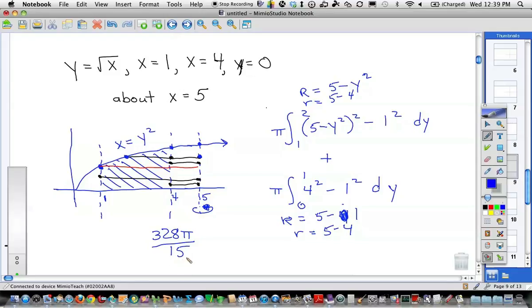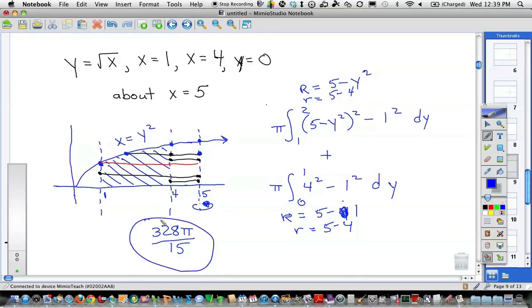Okay, well, let's double check each other here, because we're going to do it an alternate way later, and I want to compare answers. Did we make any mistakes along the way there? Does everything look good? Okay, so both of them added together. Are we getting this? Yeah. 328 pi over 15. Okay.